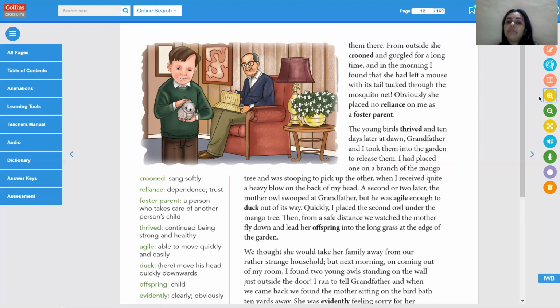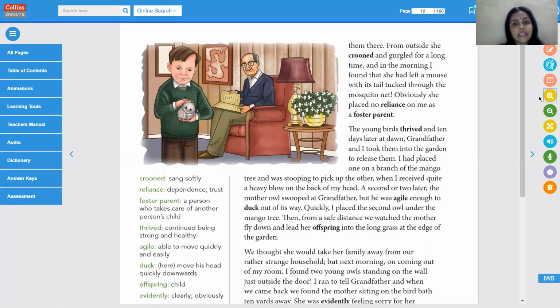So what happened? At night, the mother used to come, and she used to find her two owlets there. And then in the morning, what this boy found out was that at night she was making croon sounds and gurgling sounds, and in the morning what this boy found outside the net was a rat. Okay, and why was that rat kept there? So that these owls can eat it, because maybe the mother owl was not very convinced about this boy being a foster parent to her owlets, and that is why she wanted to take care of them herself, and that is why she put a mouse near the net.